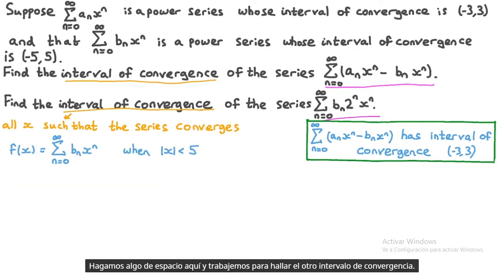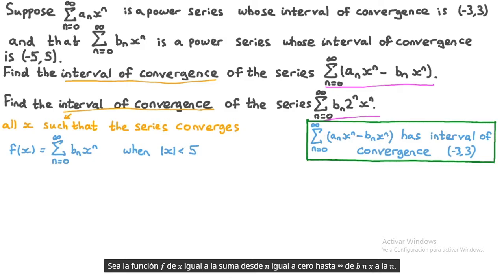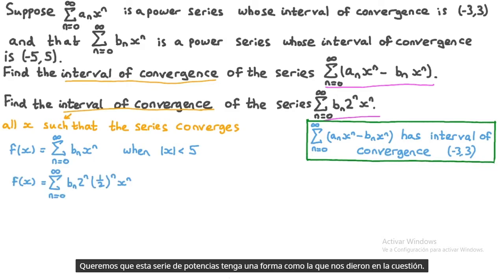So let's clear some space and work on the second case of finding our interval of convergence. We'll let the function f of x be equal to the sum from n equals 0 to infinity of b_n x^n, and this will be true whenever the absolute value of x is less than 5. We want to make this power series look like the one given to us in the question.